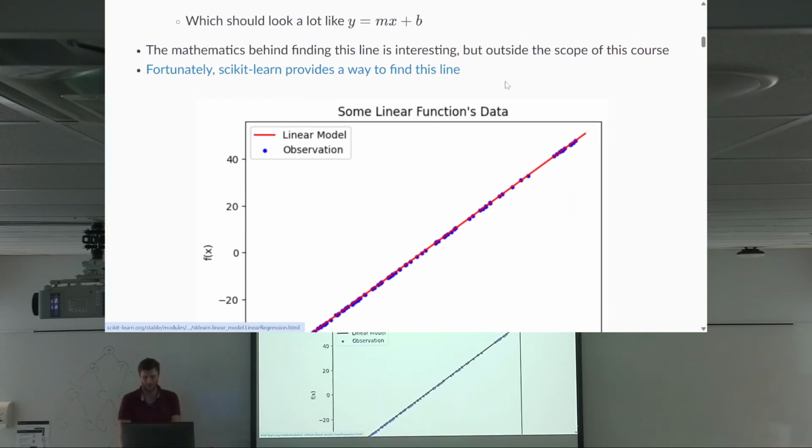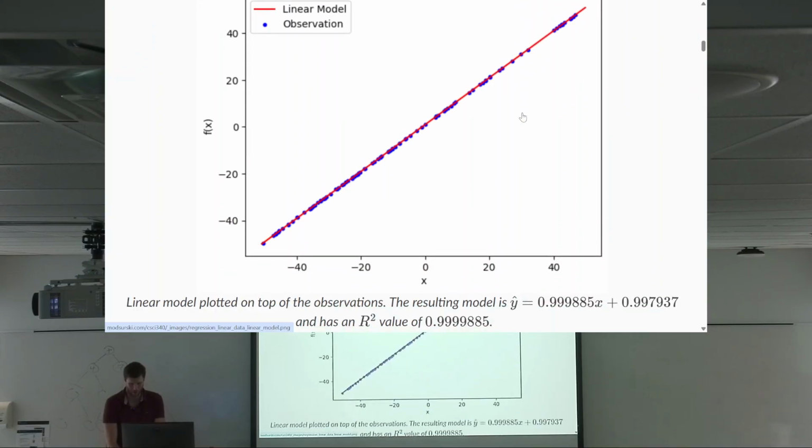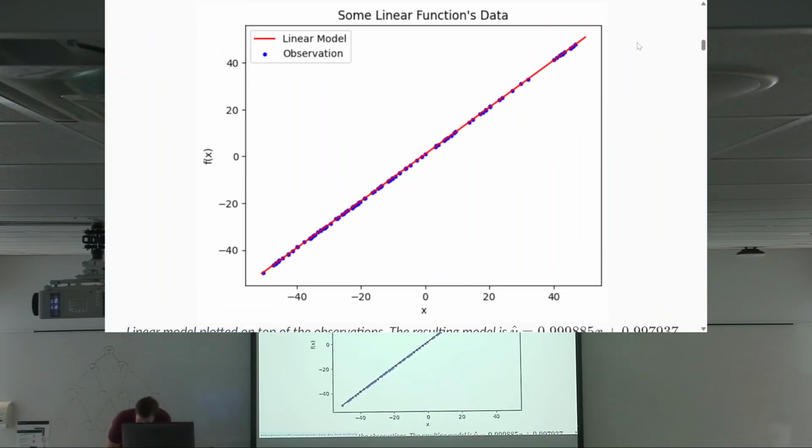Fortunately, we can load up... We're good computer scientists, and we go, someone's probably implemented that before. So we load up something like scikit-learn, and then we can do regression analysis like that, okay? So there we go. Look at that. So this is the line of best fit.